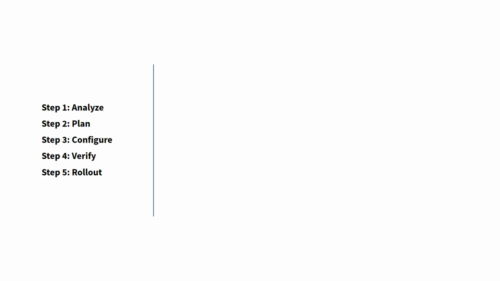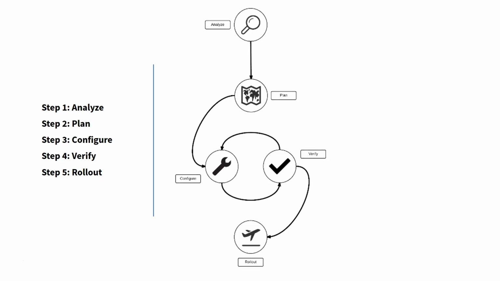There are 5 steps in the configuration process. Step 1 is to analyze, which requires the most time and effort. Step 2 is to plan, which requires about 20% of effort and time. Step 3 is configuration, which requires about 10%. Step 4 is verify, which requires about 15%. And step 5 is rollout, which requires the least amount of time and effort. We will explain these steps further in detail throughout the remainder of this video.